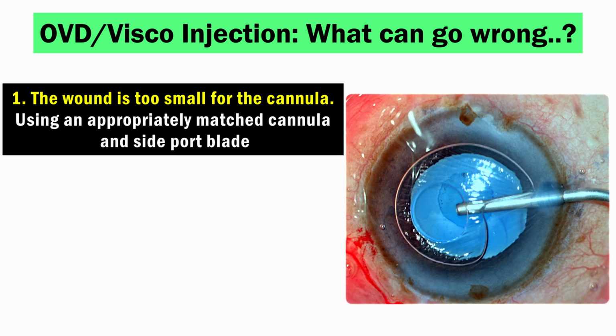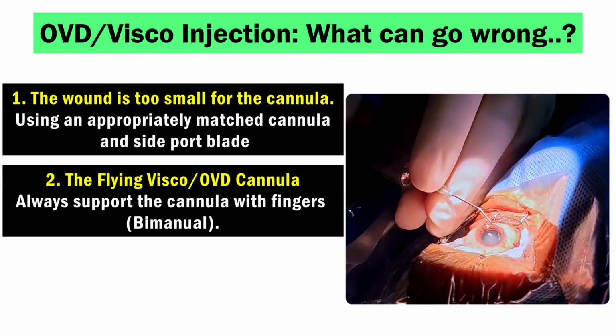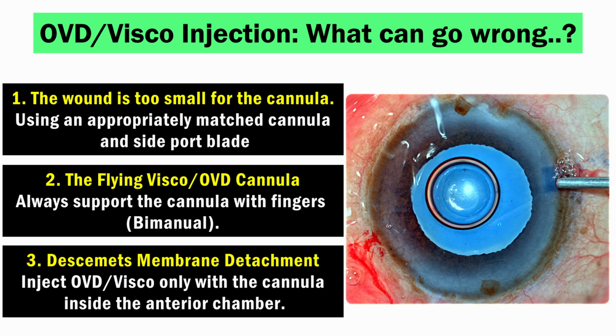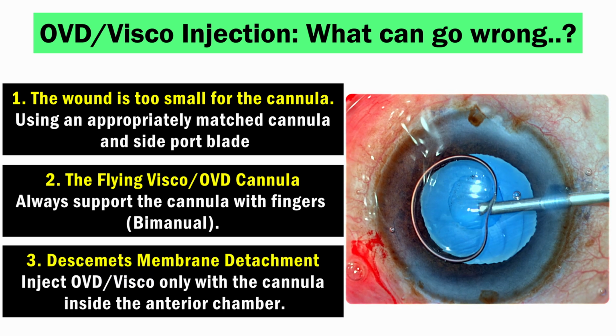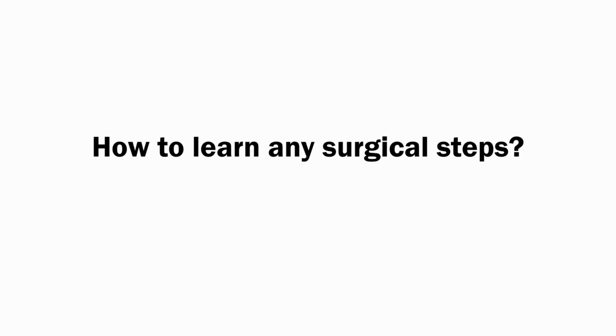And before you introduce the cannula, you check whether it is fitting properly, and also you stabilize the cannula in a particular way so that inadvertently it should not slip out. So these are very basic etiquettes which one needs to learn even before we do our first cataract surgery. So let us look at another surgical step.